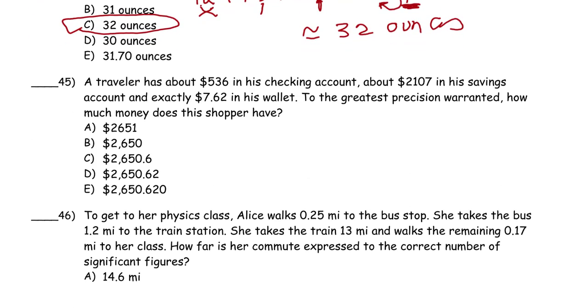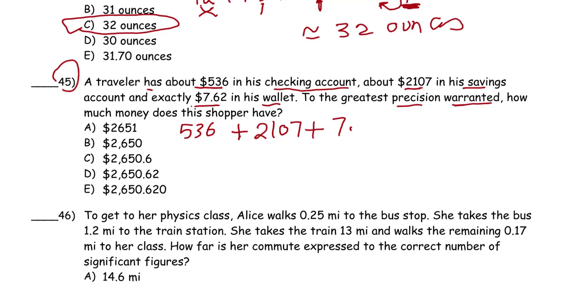About 45. A traveler has about this amount of dollars in his checking account, about 536, 2,107 in his savings account, and exactly 7.62 in his wallet. To the greatest precision granted, how much money does the shopper have? Let's make addition. 536 plus 2,107 plus $7.62.